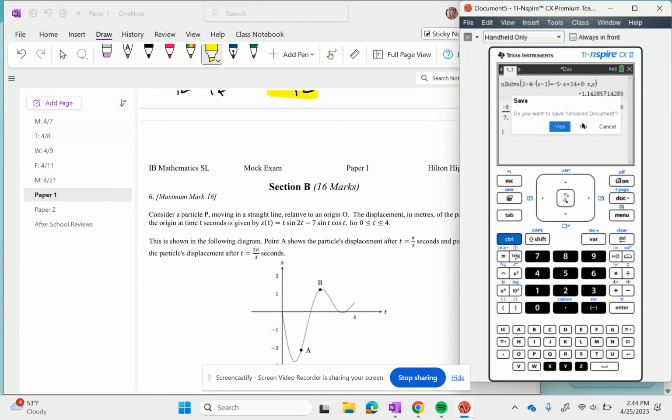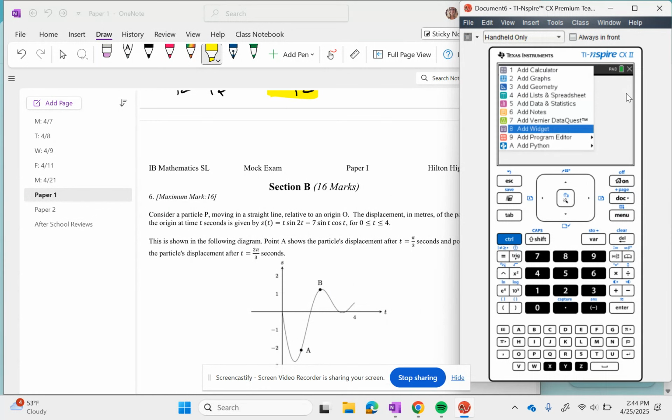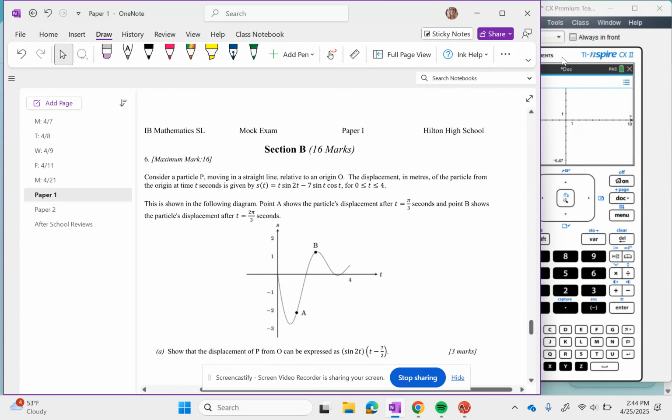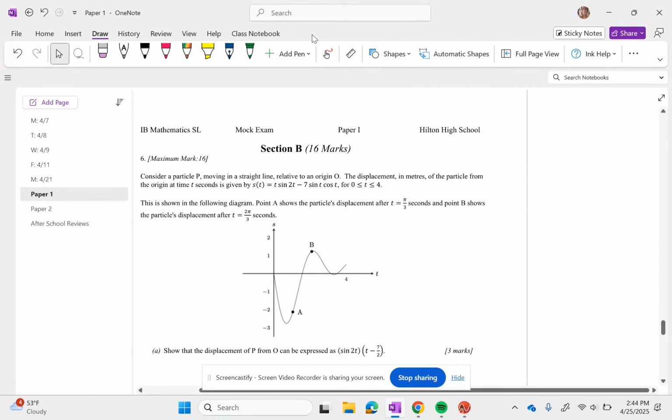All right, so set up your calculator, right? We've got sine and cosine. Our t-axis goes from 0 to 4, so what mode should you guys be in? Radians. All right, cool. Here we go. Oh, this is paper 1. Sorry. Never mind. Okay.